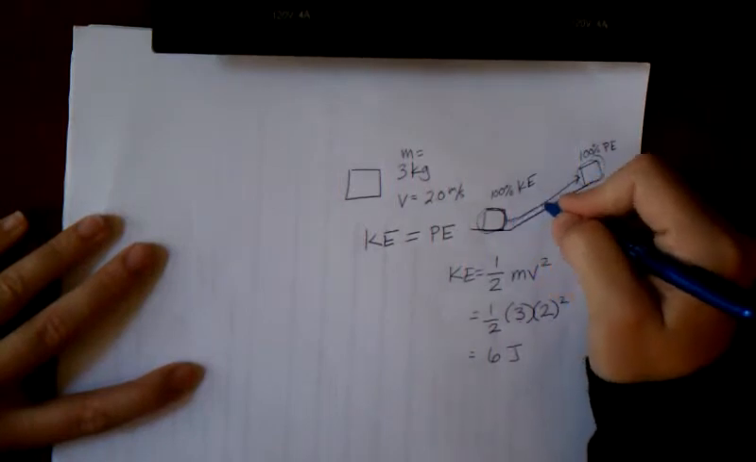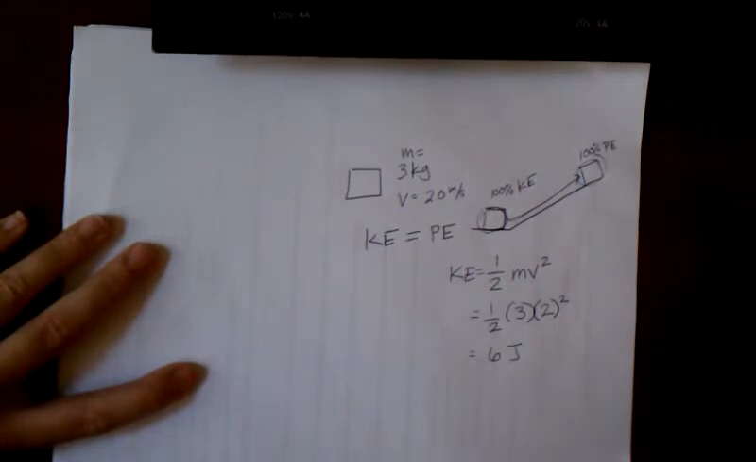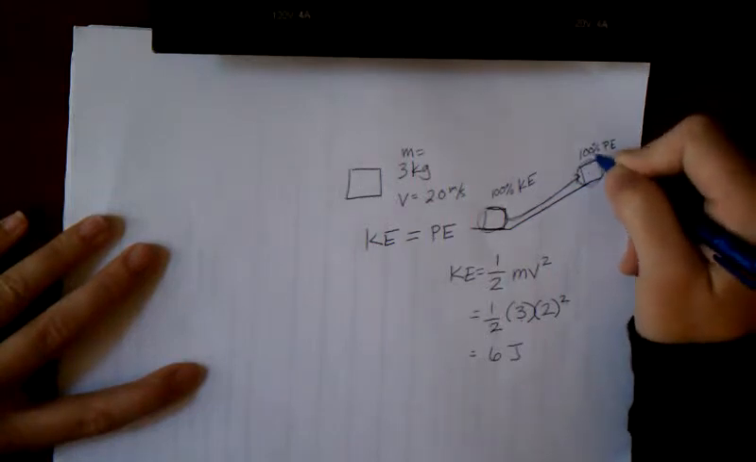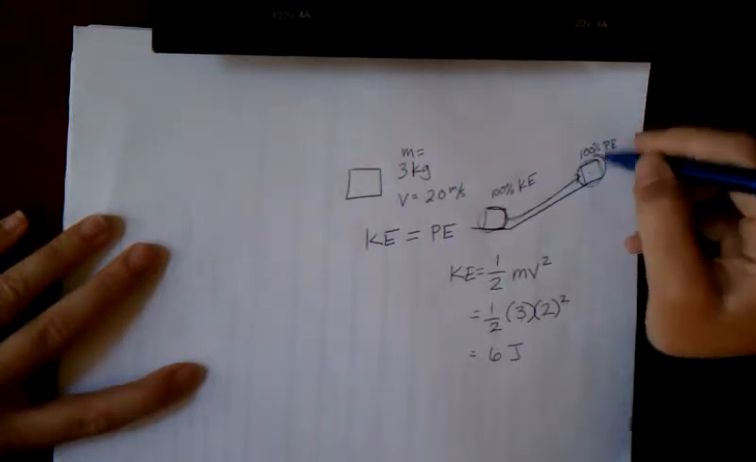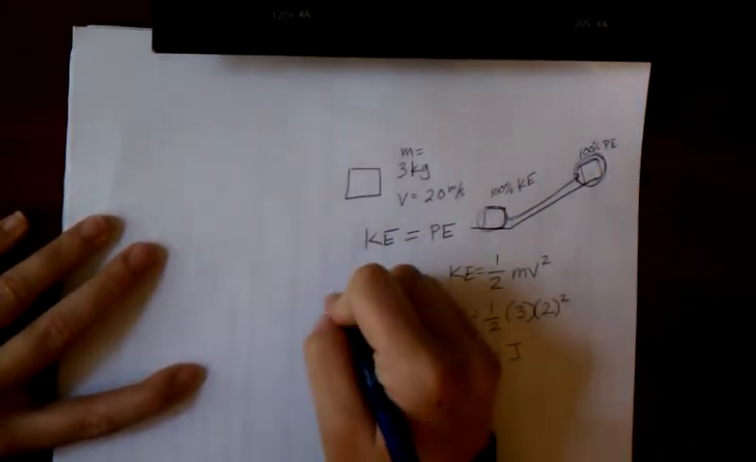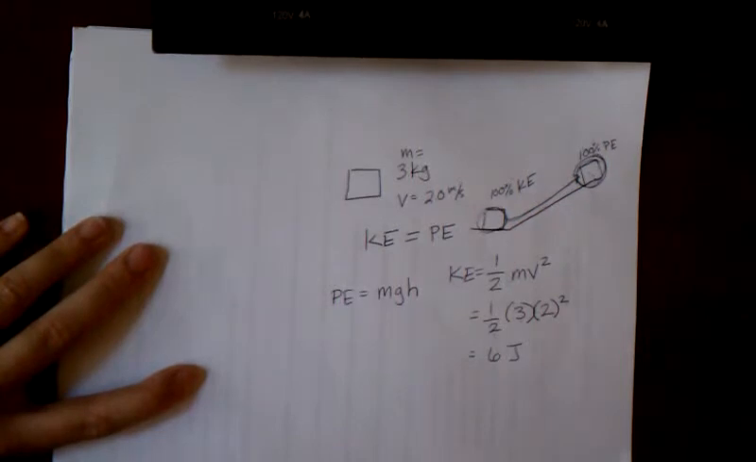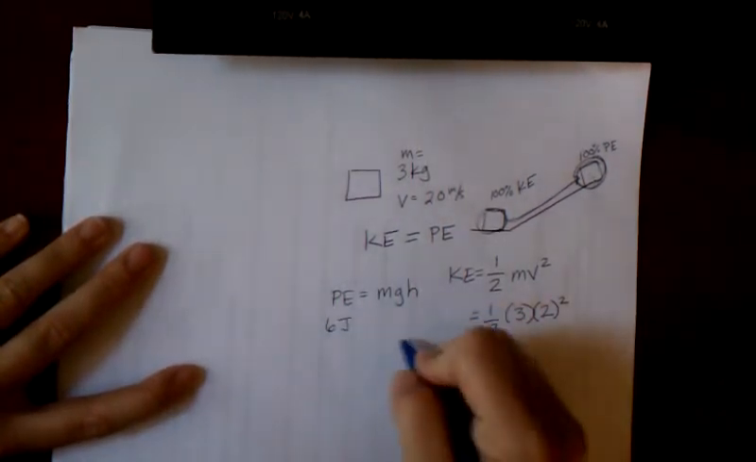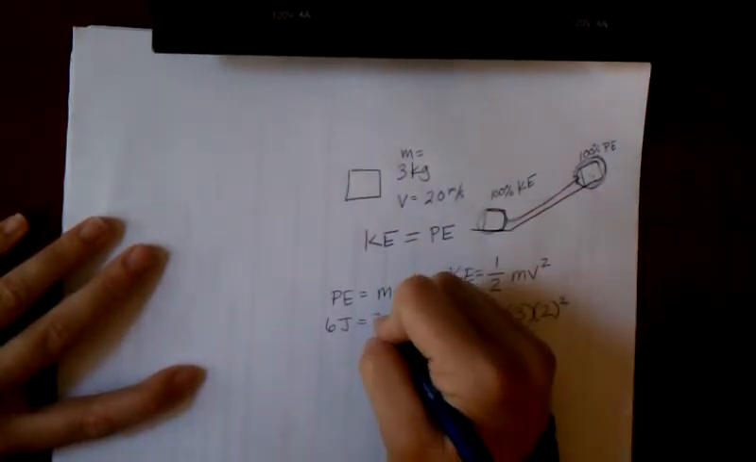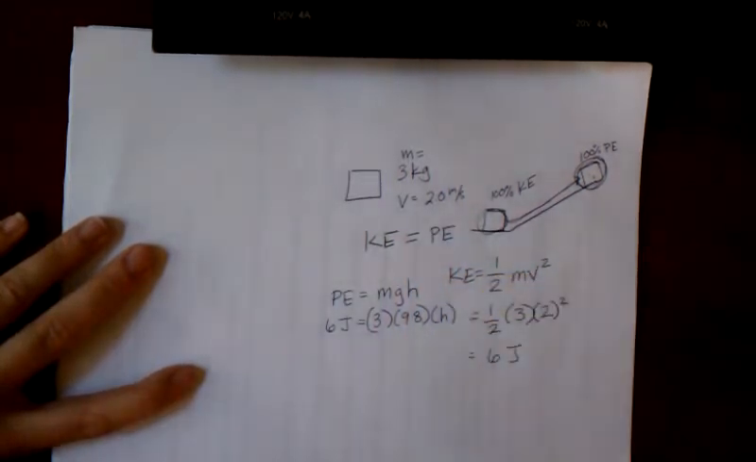As it goes up the ramp, it's going to lose speed but gain height. Let me say that again. It's going to lose speed, but it's going to gain height. So when it gets to its highest point, it's going to have all potential energy. So I know that at its highest point, it has 6 joules of potential energy. Potential energy is mass times gravity times height, so I can say 6 joules, the maximum potential energy it can have at its highest point, is equal to 3 times 9.8 times the height. Okay?